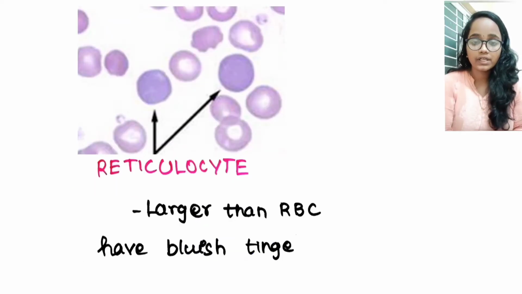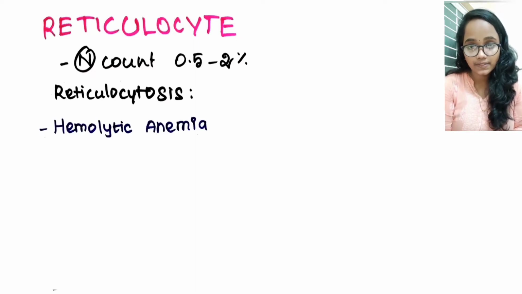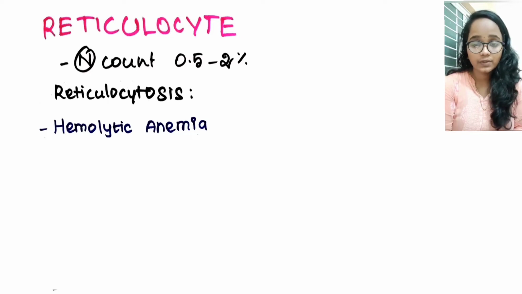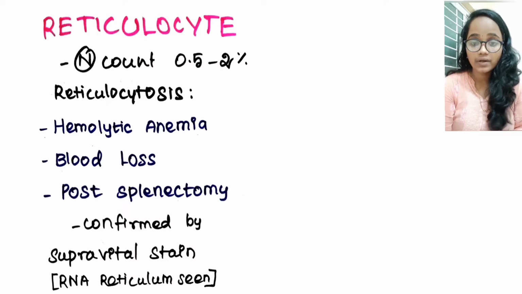So the normal reticulocyte count is about 0.5 to 2%. Reticulocytosis is the increase in reticulocyte count to more than 2%. Reticulocytosis is seen in hemolytic anemia, blood loss, and post-splenectomy. These reticulocytes are best seen in supravital stains. These stains show the RNA reticulum.